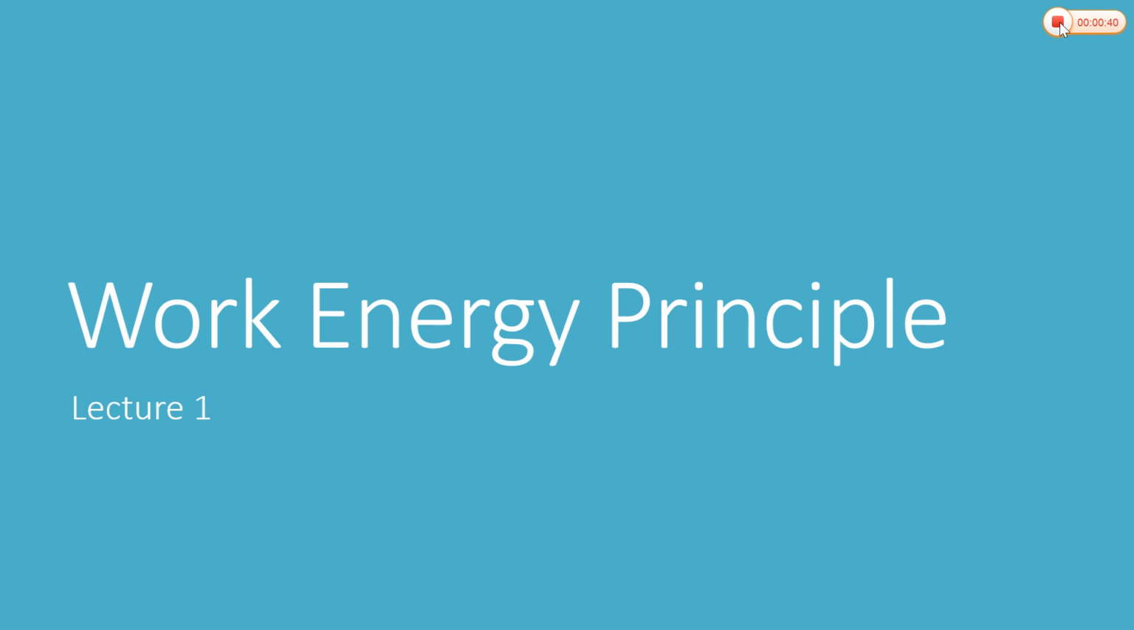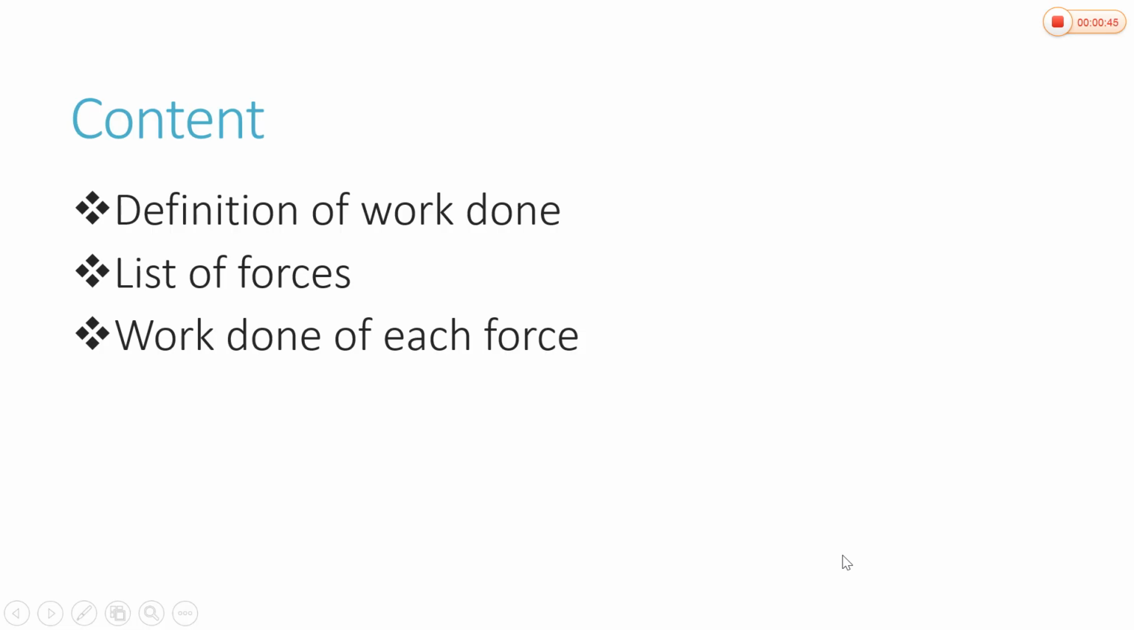So in today's lecture, we are going to cover these 3 points. Very first, we are going to see the definition of work done. Then we are going to list out the different types of forces which we are going to consider to calculate the work done in the given numericals. And third, we are going to see the work done of each force. Means first we are going to cover the definition, after that the list of forces and the work done of each force in a detailed manner.